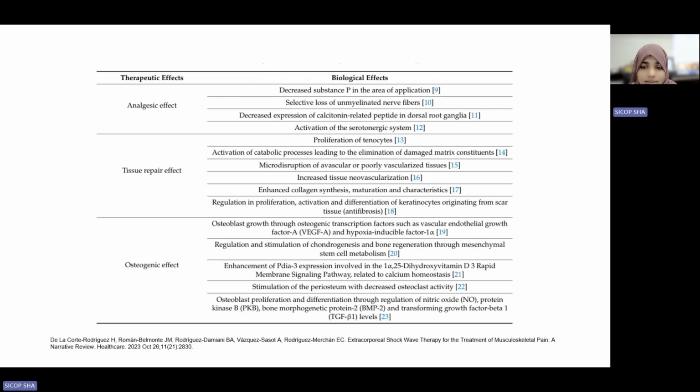So initially we saw there is decreased osteoclastic activity as well. So it helps in stimulation of the periosteum by decreasing the osteoclastic activity. And there is osteoblastic proliferation and differentiation through regulation of nitric oxide, protein kinase, bone morphogenetic protein 2, and transforming growth factor beta 1.